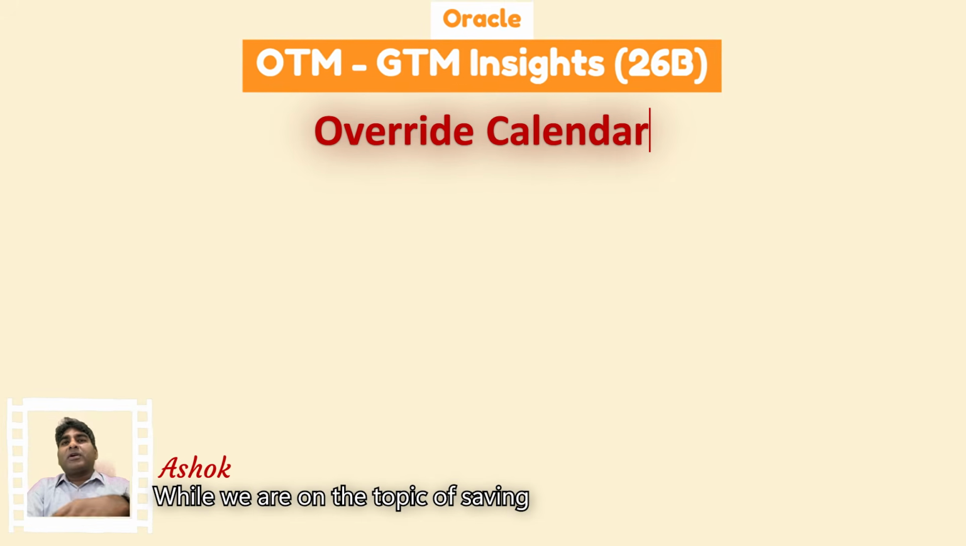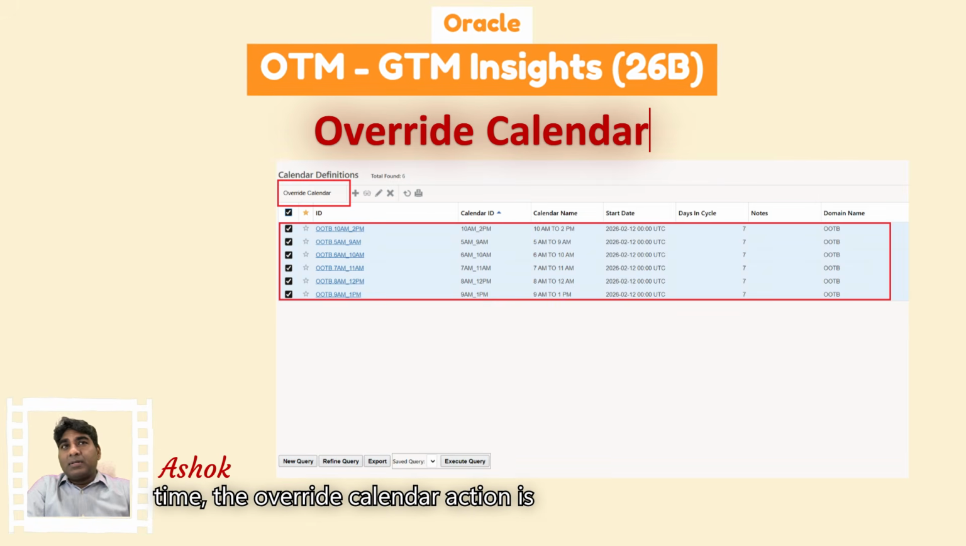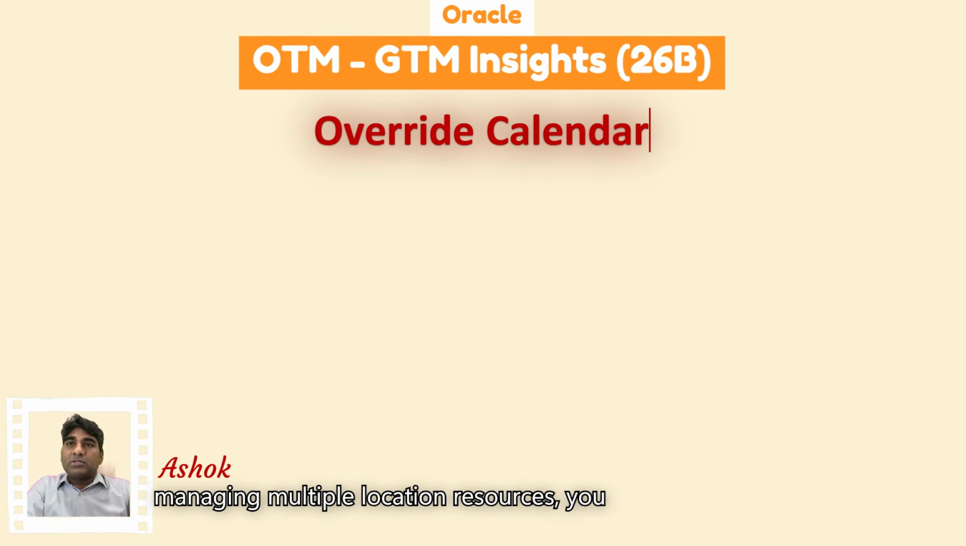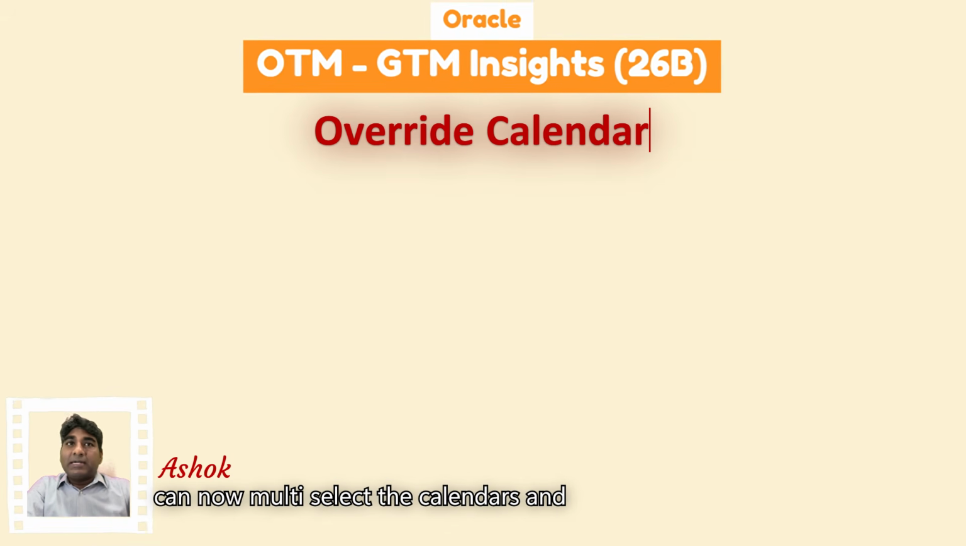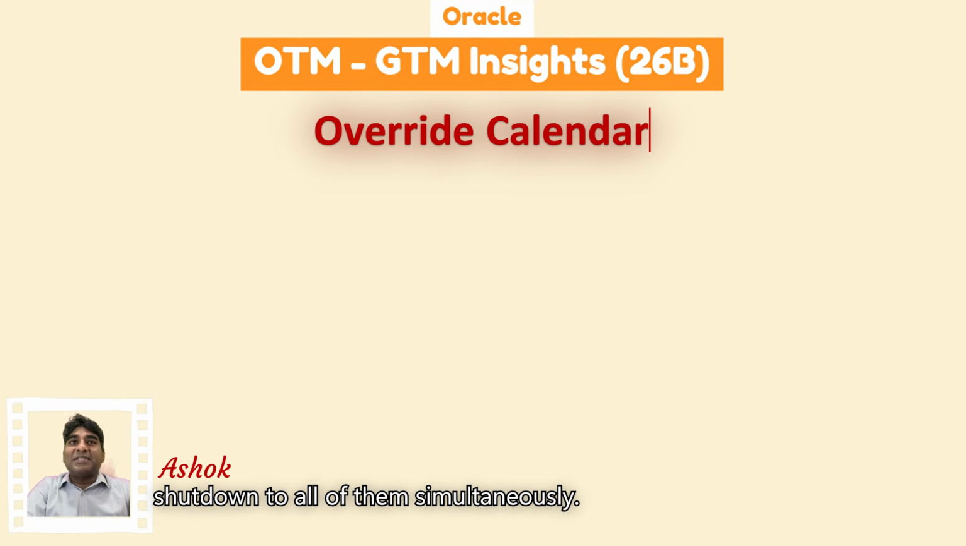While we're on the topic of saving time, the override calendar action is a simple but powerful update. If you're managing multiple location resources, you can now multi-select the calendars and apply one single override, like a holiday shutdown, to all of them simultaneously.